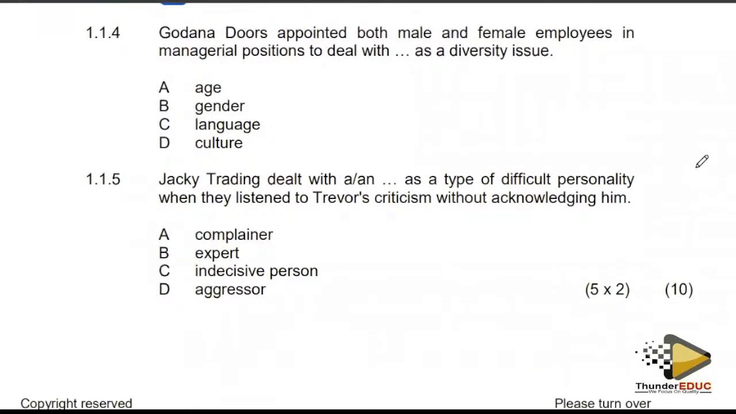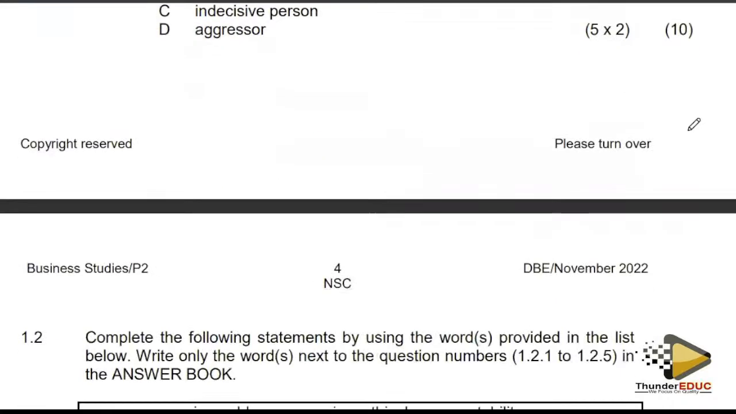So now we also have 1.1.4. 1.1.4 reads as follows. Four Doors appointed both male and female employees in managerial positions to deal with dash as diversity. So now, if we check in this regard, remember diversity is when a particular company looks at different aspects. In particular, they pay attention to age, they don't discriminate against any worker because of the age they have, also don't discriminate against any person because they are female or male, also don't discriminate because of the language that you speak, they also don't discriminate because of the culture that you follow. So in this regard, our appropriate answer is going to be B.